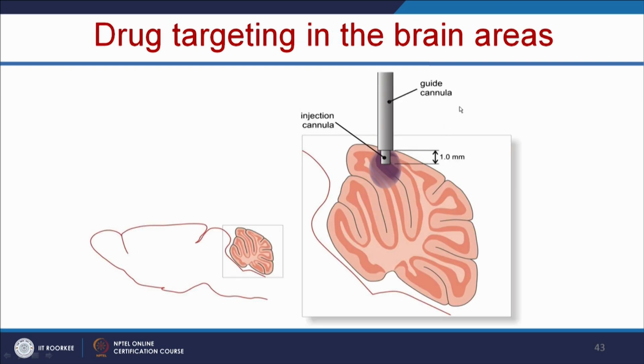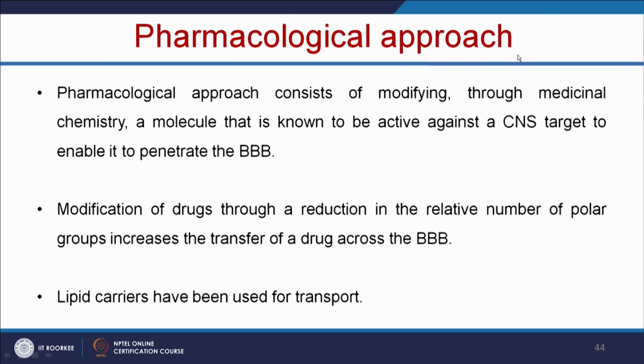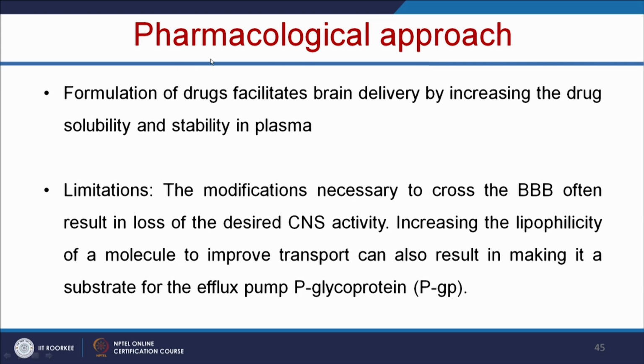The first one is the invasive approach. In the invasive approach, we have to inject the drug directly into the brain. So, let us see the pharmacological approach. The pharmacological approach consists of modifying, through medicinal chemistry, a molecule that is known to be active against a CNS target, to enable it to penetrate the blood brain barrier. Here, the modification of drugs is through a reduction in the relative number of polar groups. When you reduce the polar groups in a particular drug, it will increase the transfer of the drug across the blood brain barrier. Mostly lipid carriers are used for transporting the drugs to the blood brain barrier. Here, there is also formulation of drugs which facilitate brain delivery by increasing the drug solubility and stability in the plasma.